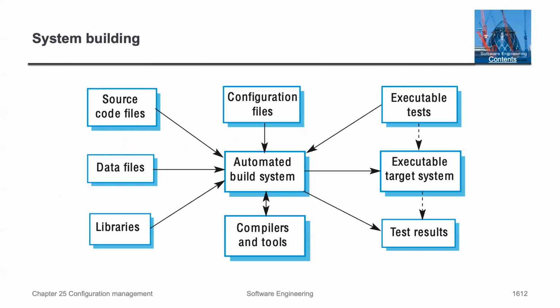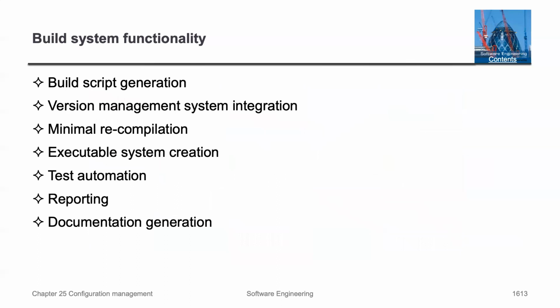Here's an illustration of the build system. You have various things that are combined to work on the build as you're finishing up and getting ready to go to the next level in your development. What is build system functionality? There's build script generation, version management system integration, minimum recompilation, executable system creation, test automation, reporting, and document generation.